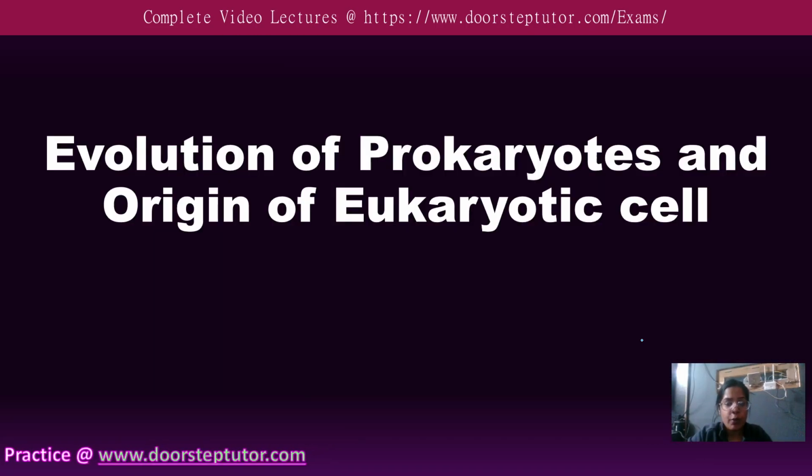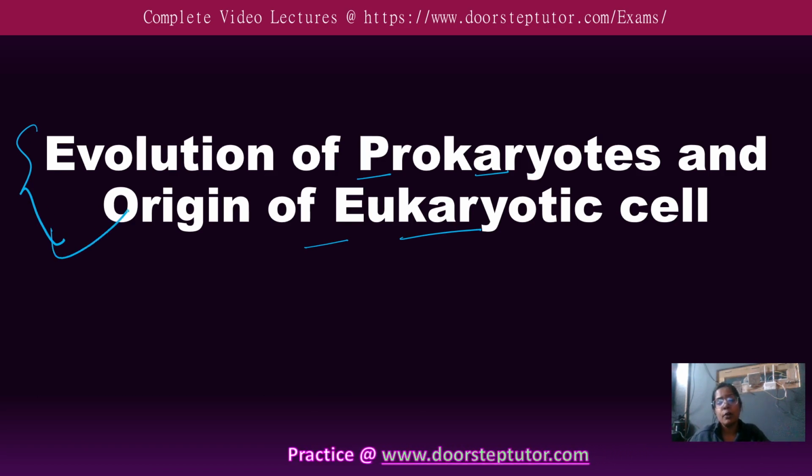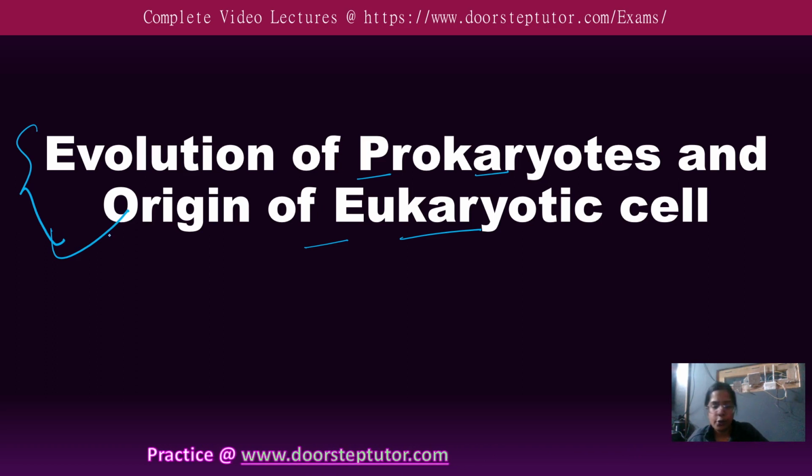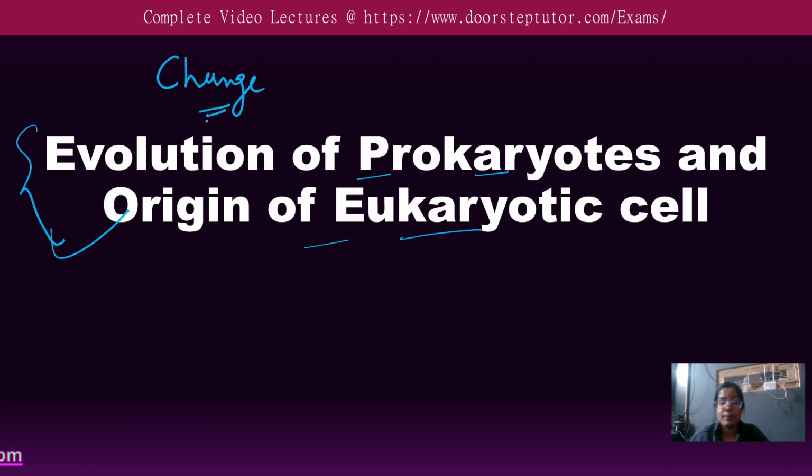Today we are going to learn about the evolution of prokaryotes and the origin of the eukaryotic cell. The meaning of these two terms is actually the same: the origin of prokaryotes as well as their evolution, and in a similar manner, the evolution and the origin of the eukaryotic cell. We know that evolution is all about the change in the genetic material.